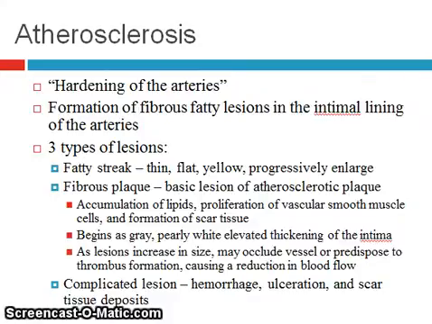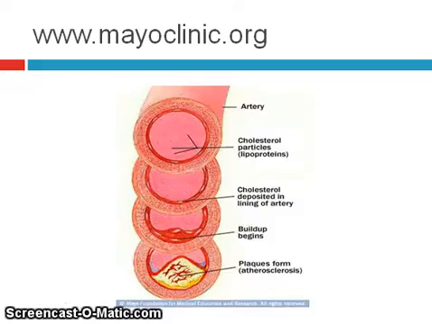All of these, the problem is that they reduce blood flow. So whatever tissue or organ was supposed to get that blood is now not getting as much. A complicated lesion is whenever we have one of the other types and then it's caused a problem, like a hemorrhage, an ulceration to the vessel, or scar tissue.